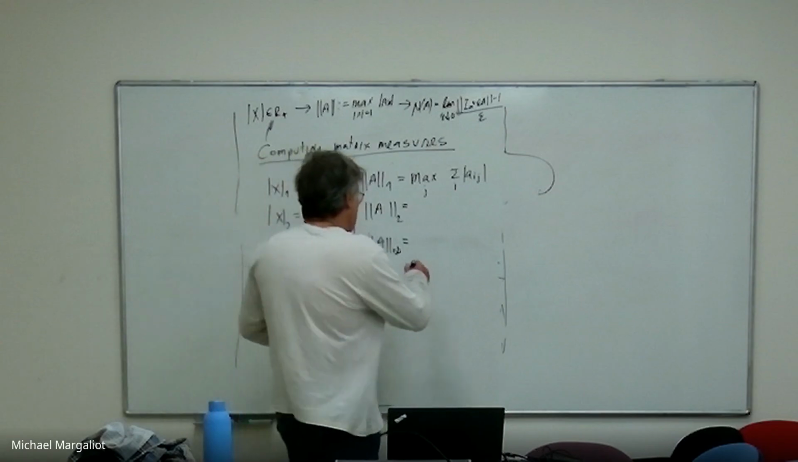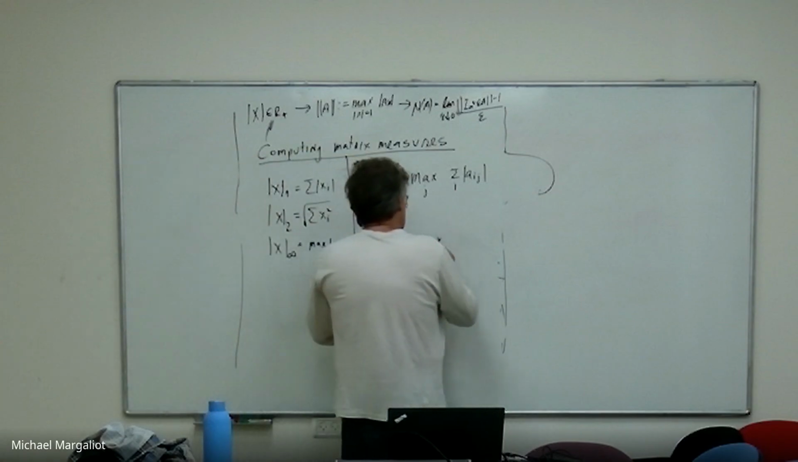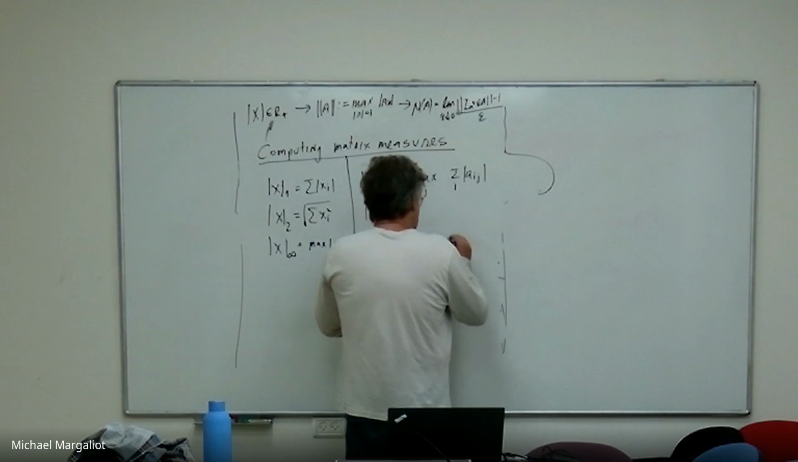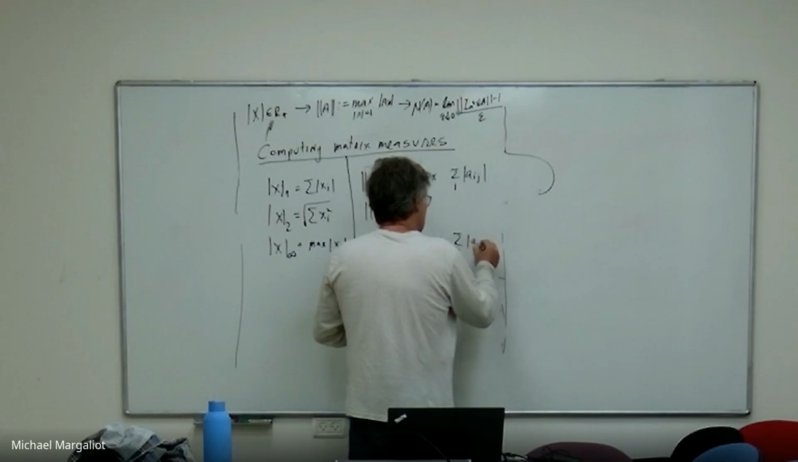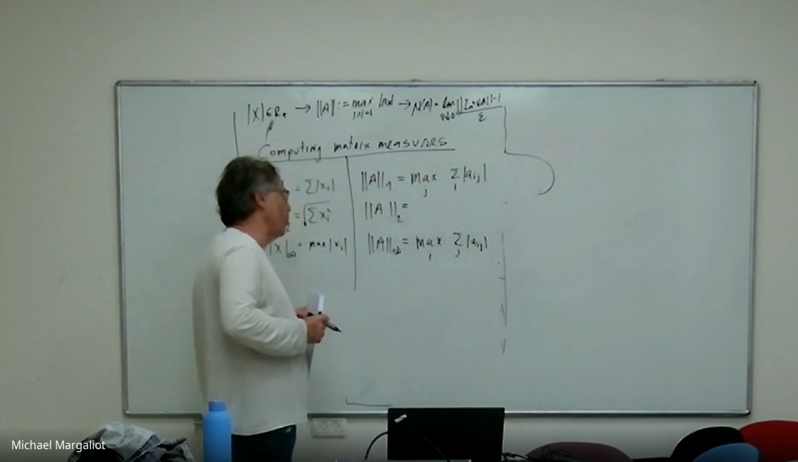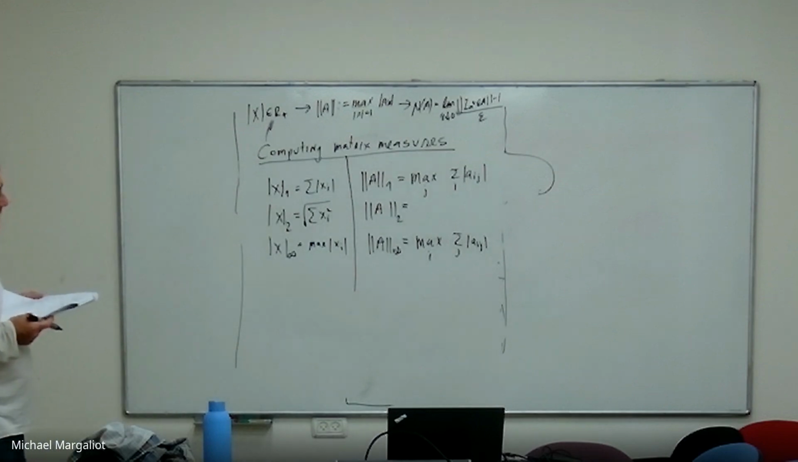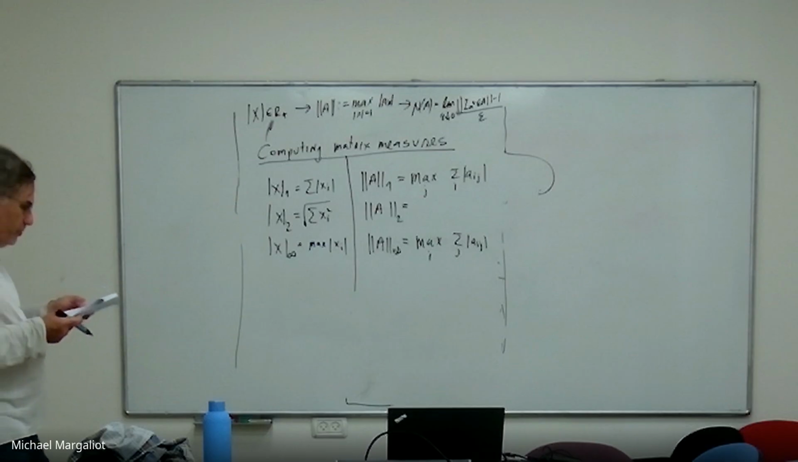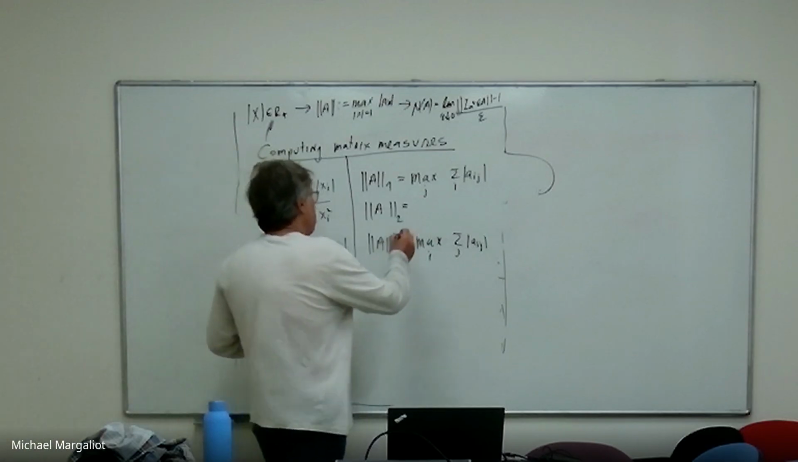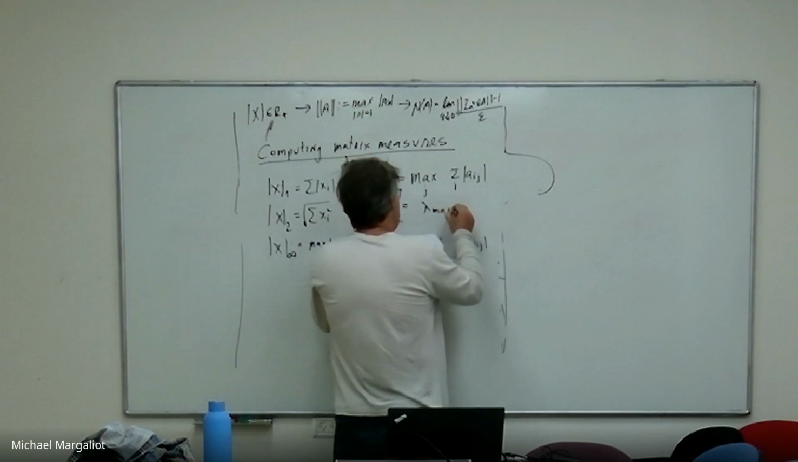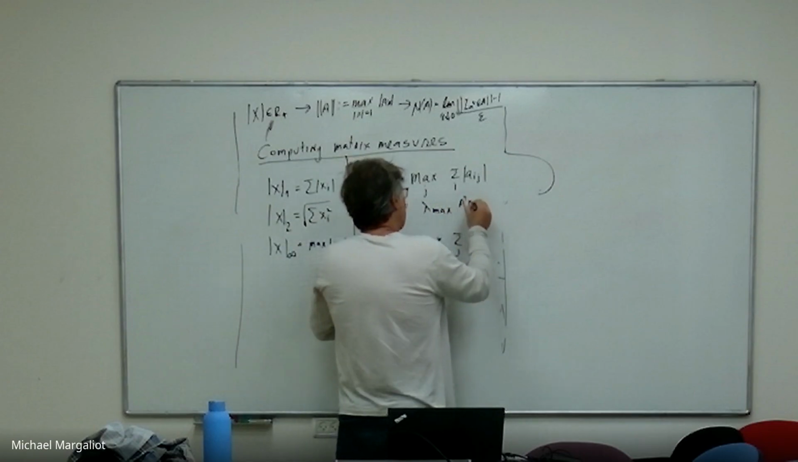Let me write this one, because this one is very similar. It is the maximum of the row sums, where every entry is taken as absolute value. And this is a spectral. Here we have a spectral expression.